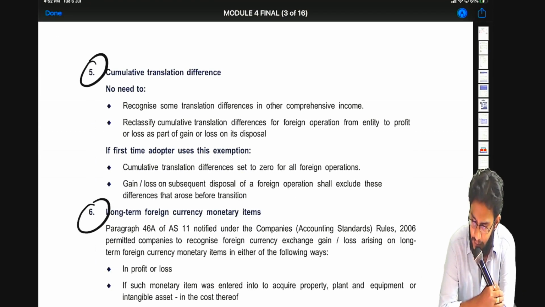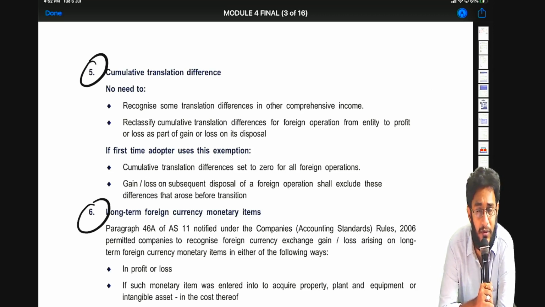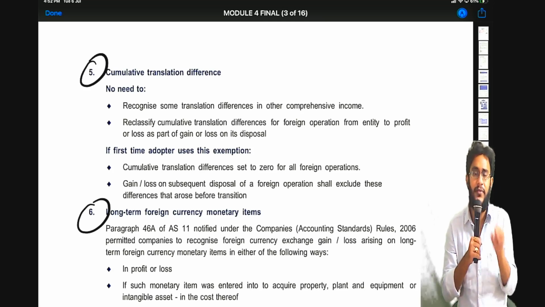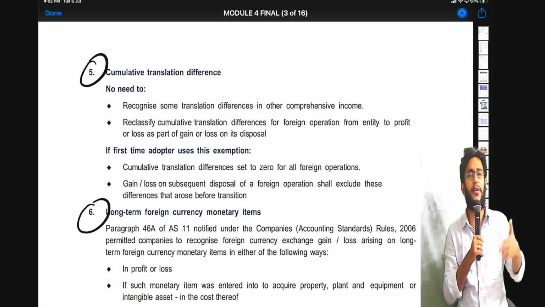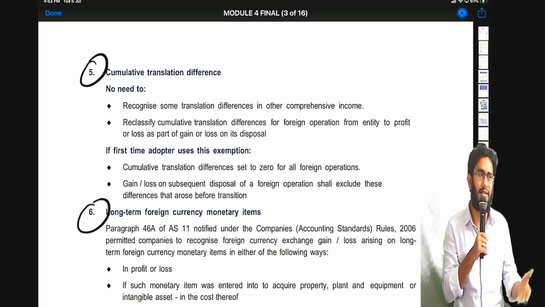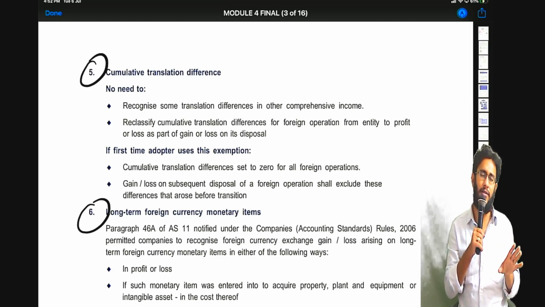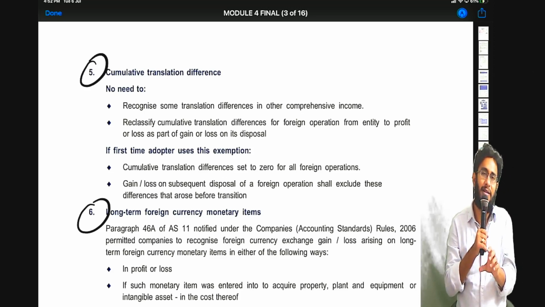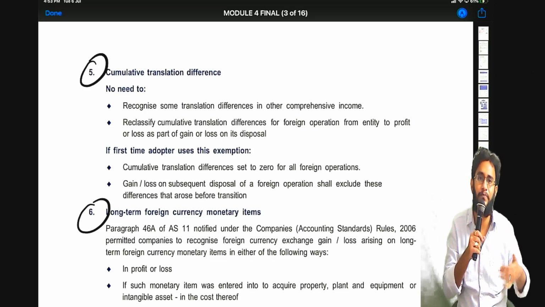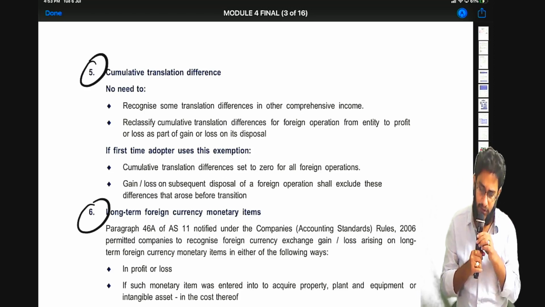Cumulative translation difference. Now you see, AS 11 law, in the case of non-integral operations and all, we used to create an FCTR, like how Ind AS 21 says, FCTR creation, like that FCTR was there even under AS 11 also. That FCTR, whatever balance is there, you can make it zero. Hereafter, apply Ind AS 21, and whatever fluctuations are there, park it under FCTR as required by Ind AS 21. Past FCTR which you have created using AS 11, that past FCTR you can make it zero. Start fresh from today. No sir, I will apply Ind AS 21 retrospectively. Of course you can do that. This is only an optional exemption. So this is one point.